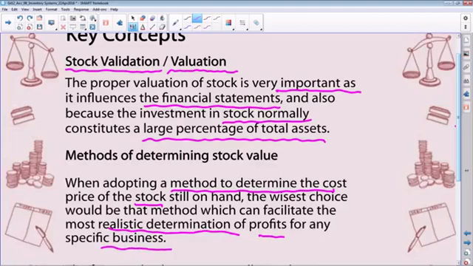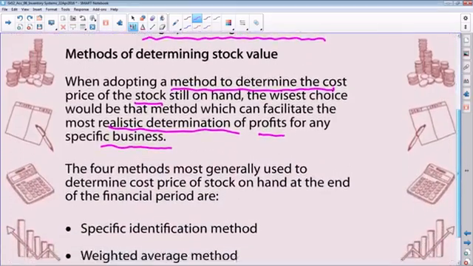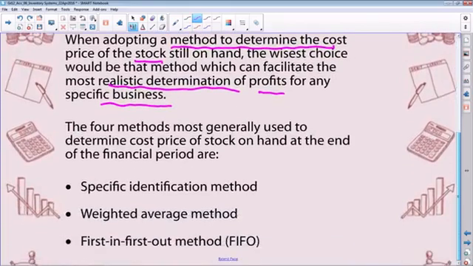Obviously, this means that depending on the enterprise that you are dealing with, the nature of the stock item will determine which method of stock valuation you will have to use. Let me repeat that. The nature of the enterprise will determine the method of stock valuation. They talk here about the 4 methods, but you will only be examined on 3 methods for the exams. We'll mention the 4th one, but we won't discuss it because it's not examinable.